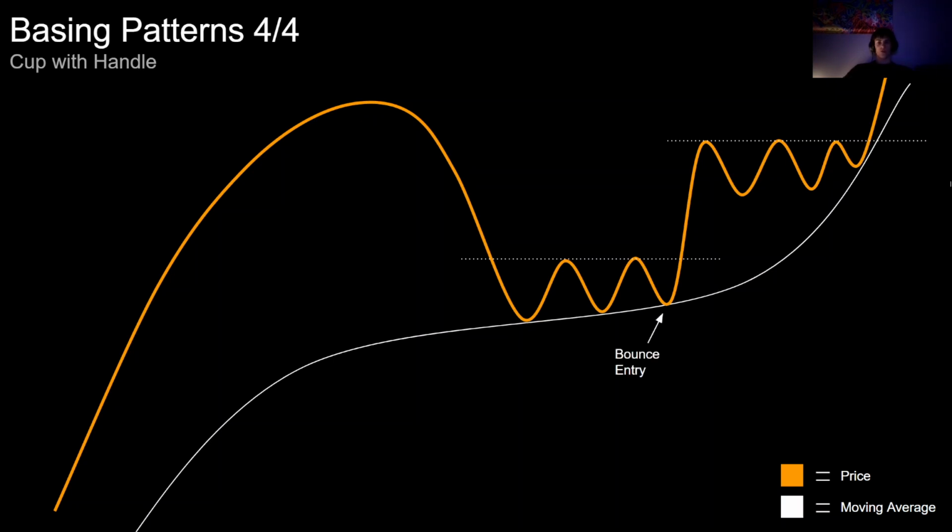on an actual chart, but you'll have more than one entry for this. You can have a bounce entry here at the bottom of this range, and then you can have a breakout here, and then you can have another bounce and another breakout in that.